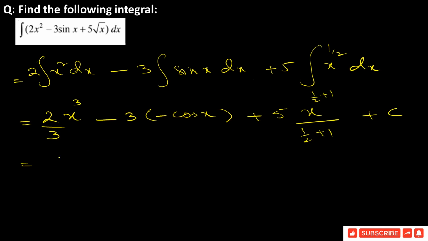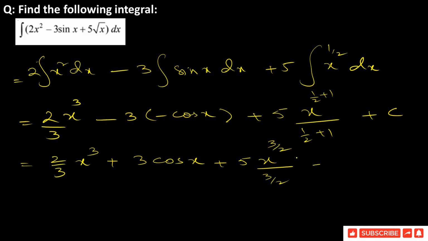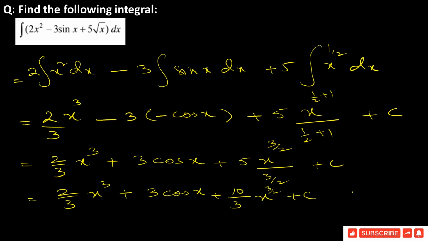Now we rewrite it. 2 by 3 x power 3, minus times minus will be plus 3 cos x plus 5 times x power 3 by 2 over 3 by 2 plus c. Or if we rearrange it again, we can write 2 by 3 x power 3 plus 3 cos x plus, 2 will go up, it becomes 10 upon 3 x power 3 by 2 plus c. This is your answer. The next question is all about trigonometric functions.